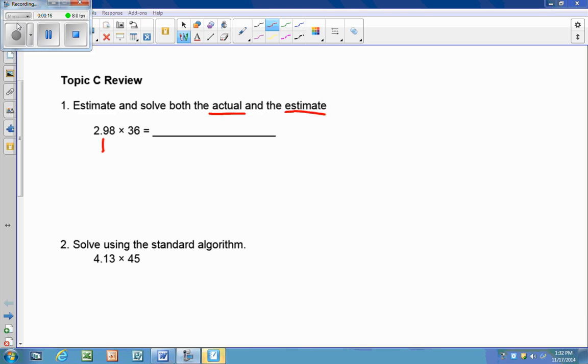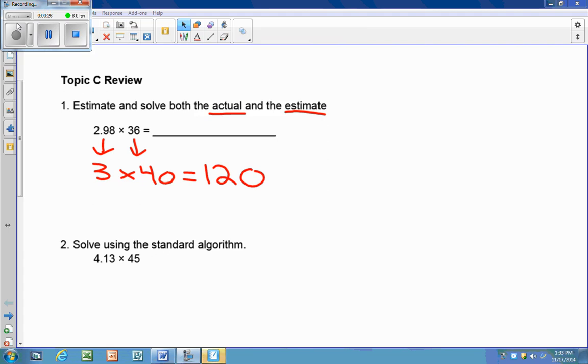So we know that this right here is going to round to 3, and this rounds to 40. Gives me an estimate of 120. I'm going to go to the side, and I'm going to solve the actual using the standard algorithm.